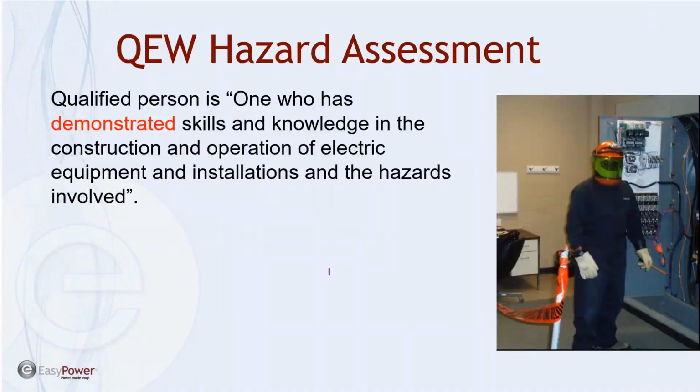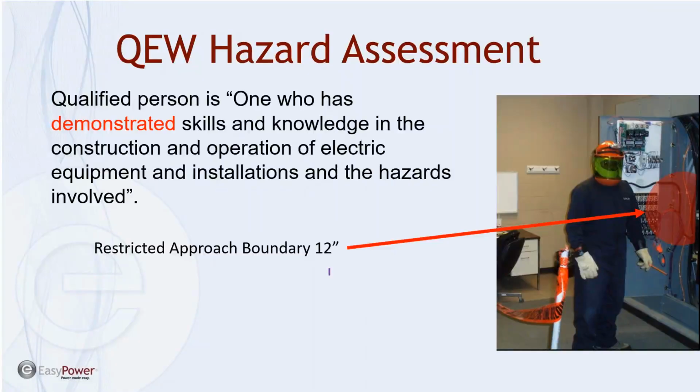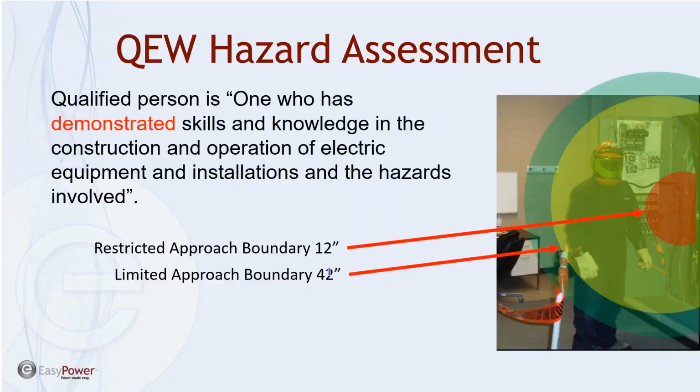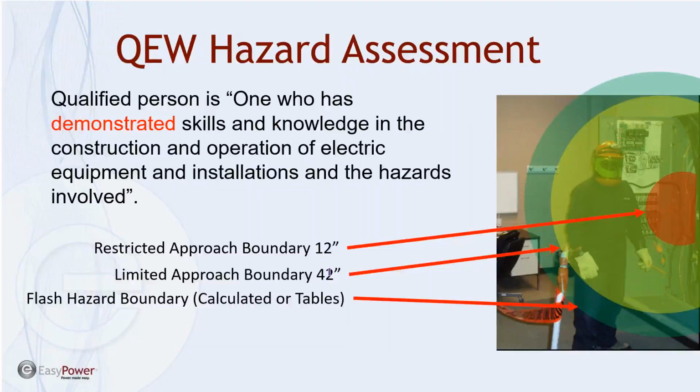So a qualified person has to do an assessment. They have to demonstrate their knowledge and skills in construction and operation and understand the hazards. So he's going to look at this and determine what his restricted approach boundary is, and that's the boundary you have to be qualified and protected to go within. He's going to determine what his shock boundary is for unqualified people, and that's where he's going to have to barricade at a minimum. And then if the arc flash boundary exceeds that, then he would actually place his barrier back out at whatever that flash boundary is, and that may be calculated or use of tables. And I'm going to talk about the differences between the calculations and the tables in a bit.